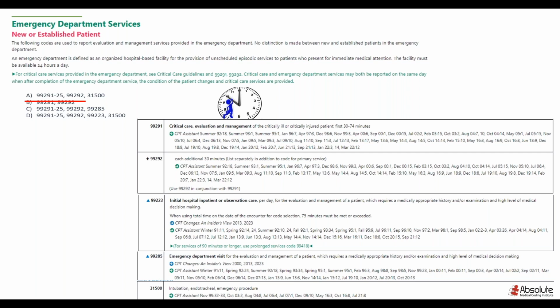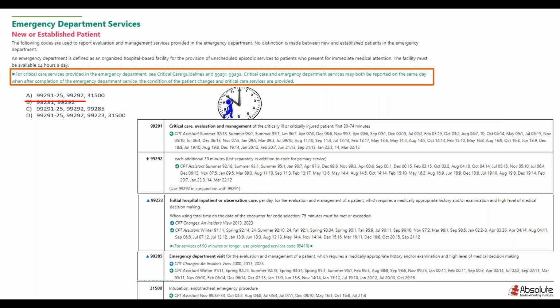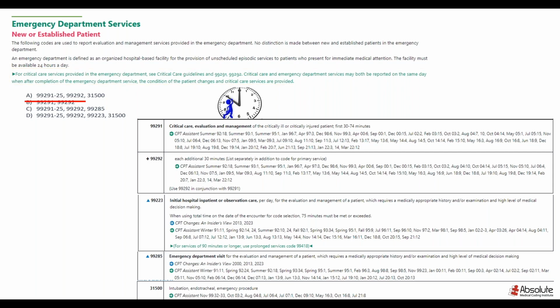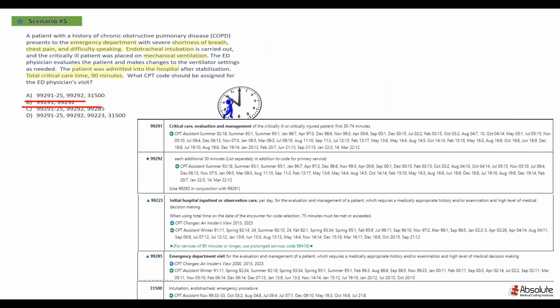So in those scenarios we can code the critical care and emergency department services together. But in our scenario, as I said, the patient was stable and admitted. So we don't have to code emergency department services along with the critical care services in this scenario. So option C is incorrect because of that.